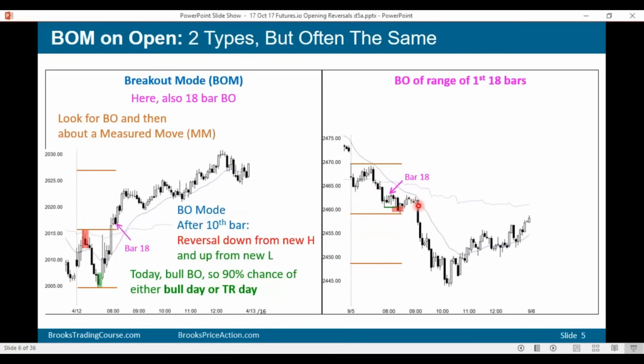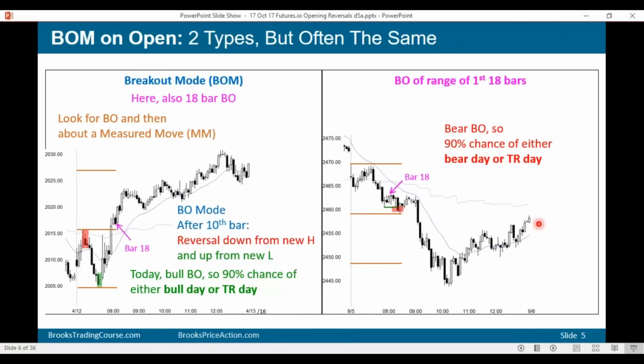We pulled back a little bit, and then we broke strongly to the downside. Odds are we'll get at least a measured move down or around a measured move down based upon the height of that 18 bar range. Bear breakout of that 18 bar range. So 90% chance you'll either get a swing down and a bear trend day, or it'll remain a trading range day. Here we had a swing down.